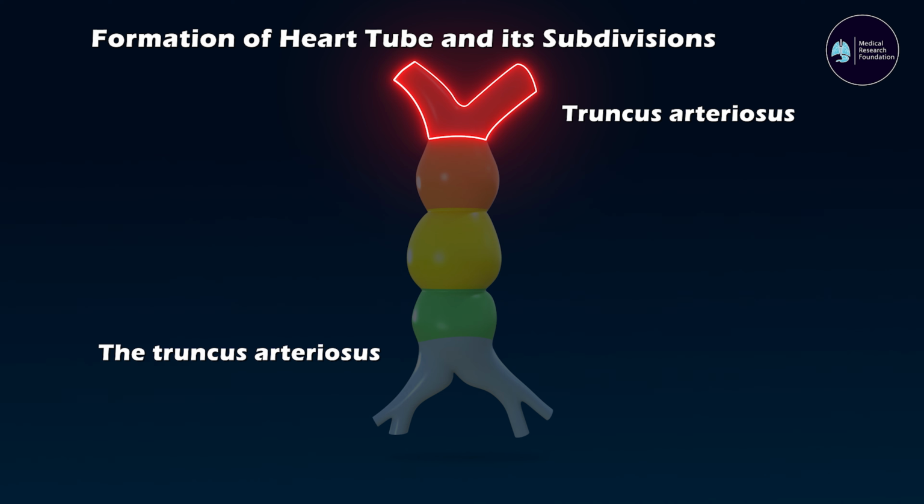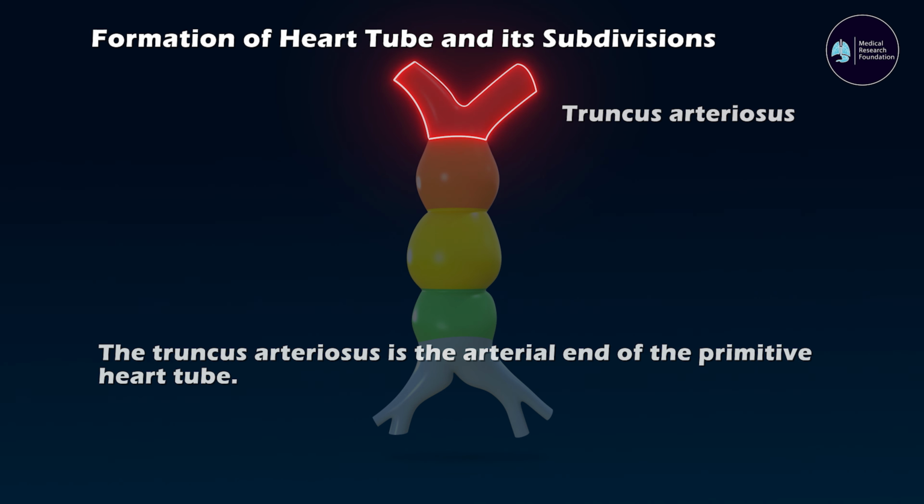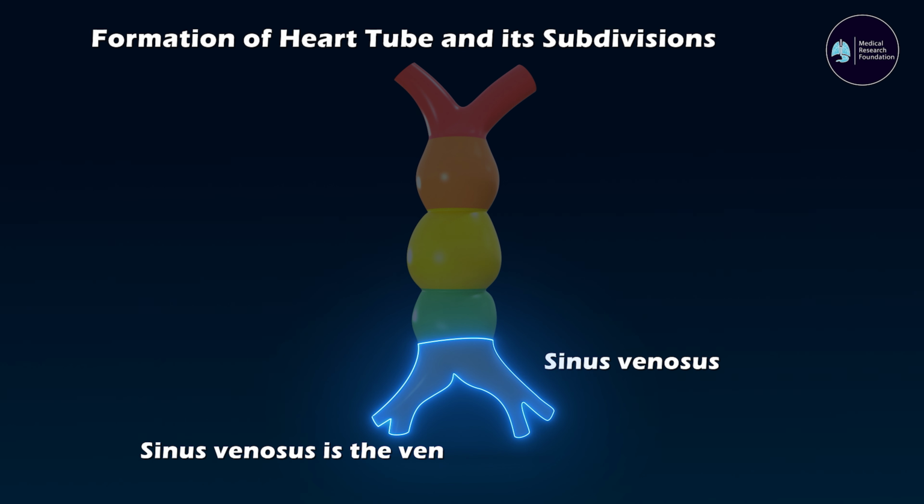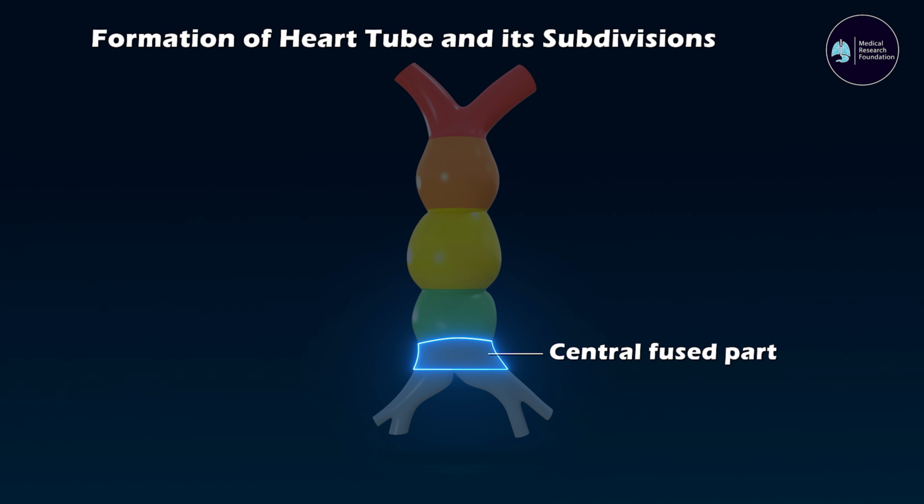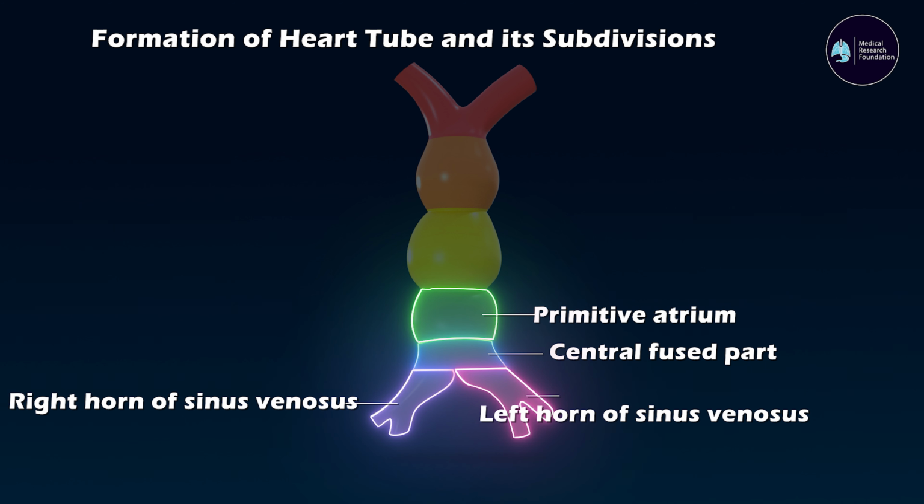The truncus arteriosus is the arterial end of the primitive heart tube, while sinus venosus is the venous end of this tube. Since the fusion of the heart tube is partial in the region of sinus venosus, it consists of a central part that communicates with the primitive atrium and the right and left horns of sinus venosus that represent unfused caudal parts of the two heart tubes.